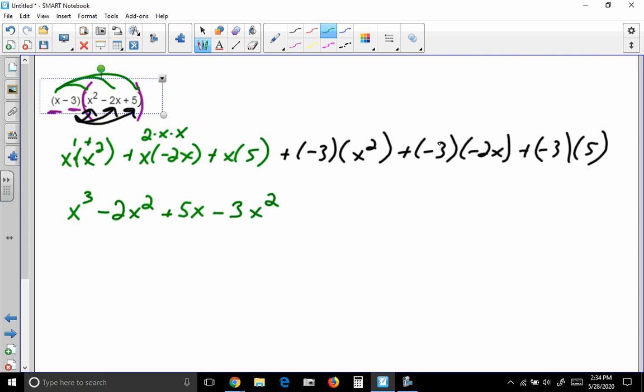Here we have a negative times a negative, and then times an x. So negative times negative is positive, 6x. And then we have a negative times a positive, which is negative.